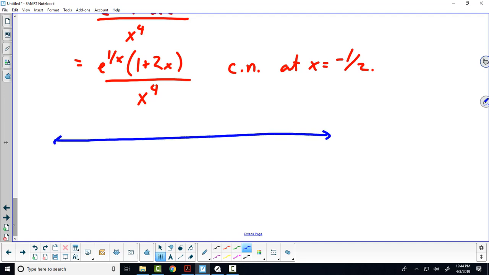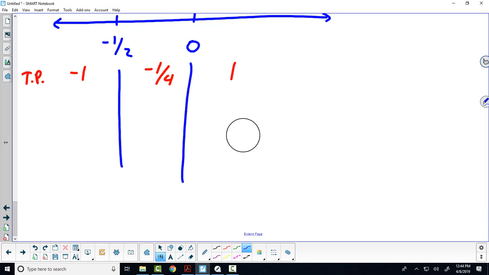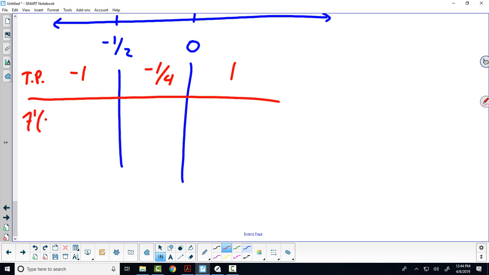Okay, so now we'll go ahead and build a number line. On that number line, we'll put all of the critical numbers we found, in this case just minus 1/2, plus any exclusions in the domain, which is 0. So now we pick some test points. Let's pick -1, -1/4, and 1. And we'll plug those into both the first and second derivative.